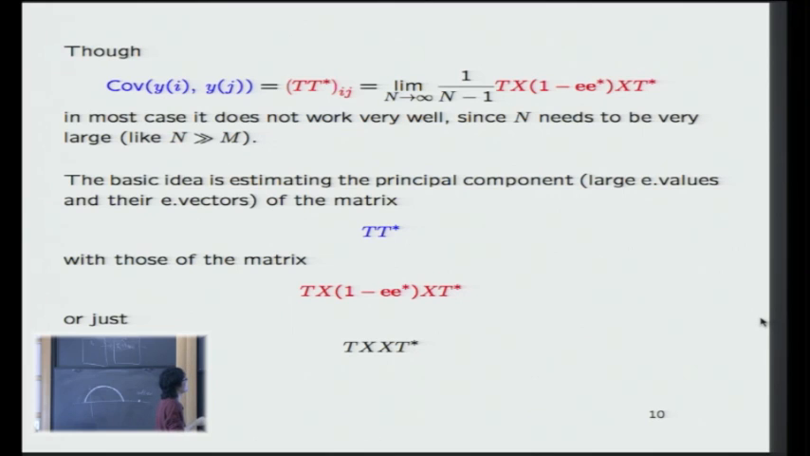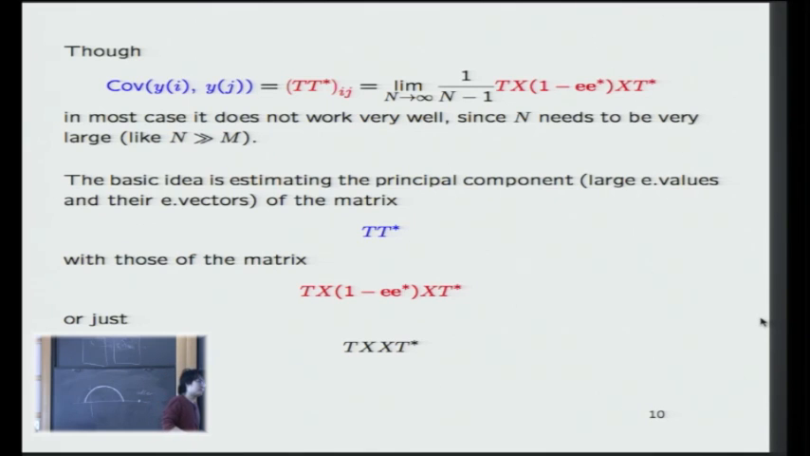So the big question is, if n is not very large, whether you can say something from this matrix about that matrix. The basic idea is estimating the principal components, which are the large eigenvalues and their eigenvectors, of the matrix T using the principal components of this one. Sometimes if you're lazy, you can just use this one, but in many cases you use that one. You don't want capital N to be too large, and you still want to be able to recover. Yes.